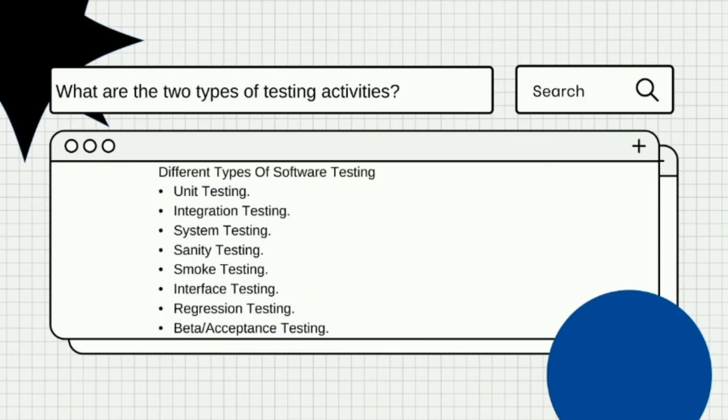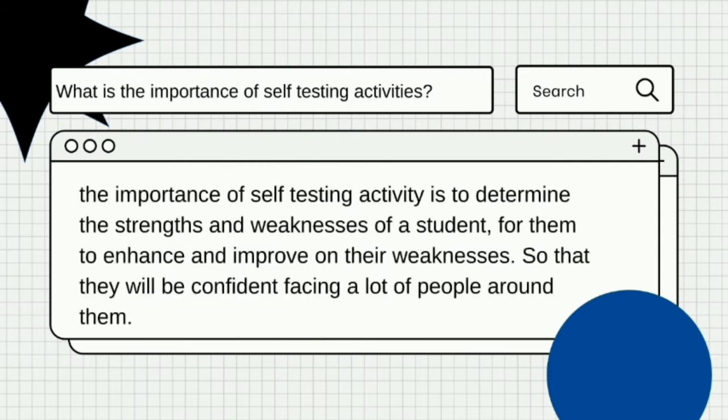What are the two types of testing activities? Different types of software testing: unit testing, integration testing, system testing, sanity testing, smoke testing, interface testing, regression testing, beta or acceptance testing. What is the importance of self-testing activities?